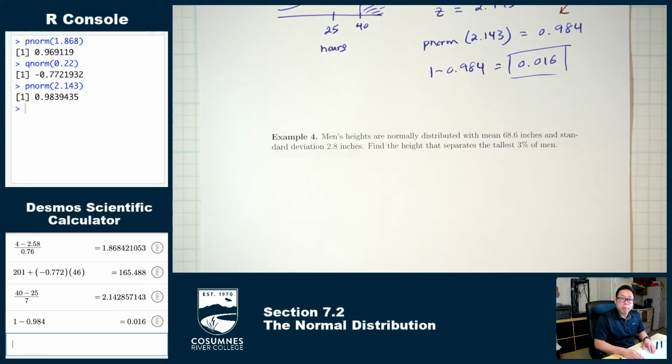Example 4. Men's heights are normally distributed with a mean of 68.6 inches and standard deviation 2.8 inches. Find the height that separates the tallest 3% of men.